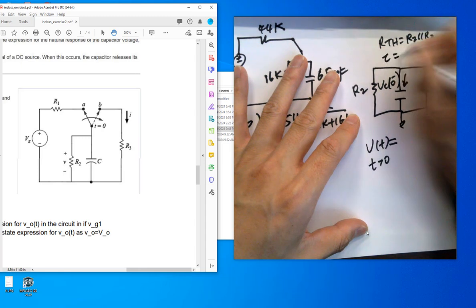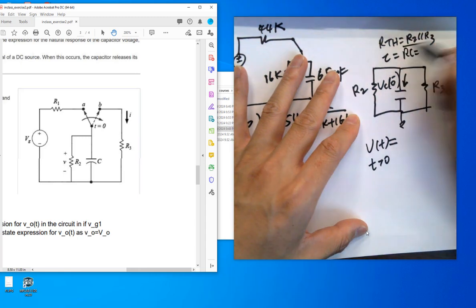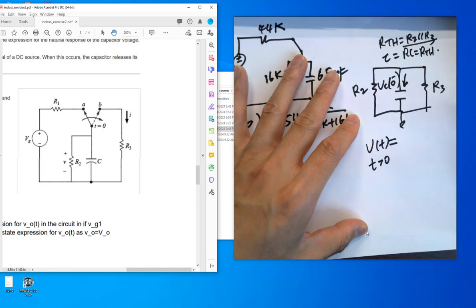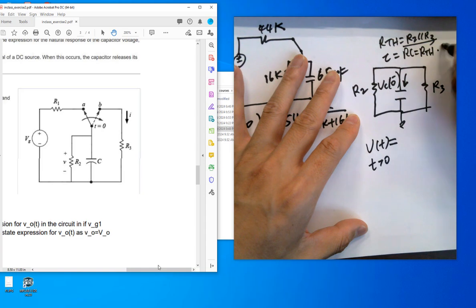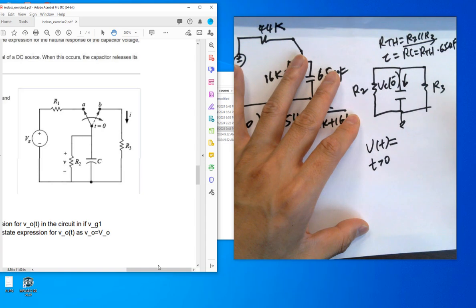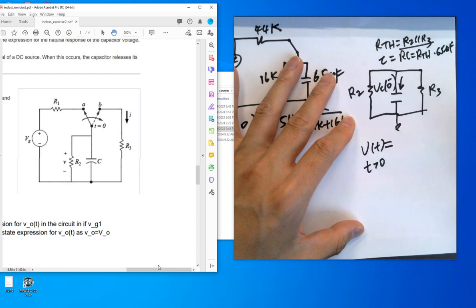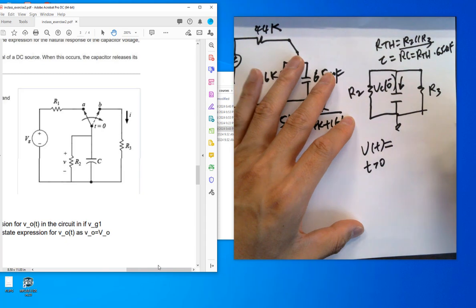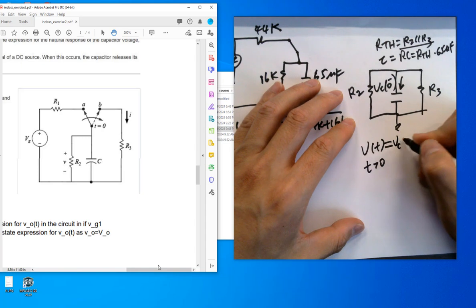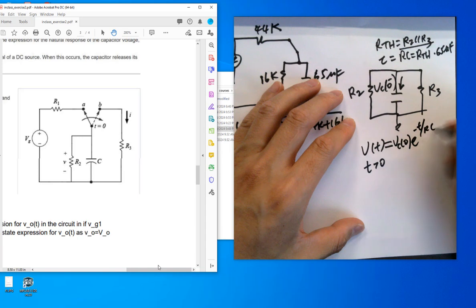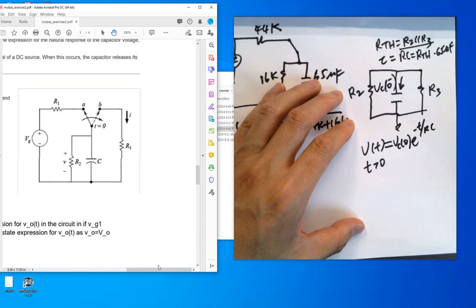Find tau. What is tau? RC is RTH times what? C. What is C? Capacitance. The capacitance is not changing, okay? So find out tau. And then VT equals what? Natural response, right? What's the equation for natural response? The easiest problem you can get from homework 8, I think. So the initial voltage times the attenuation factor here.